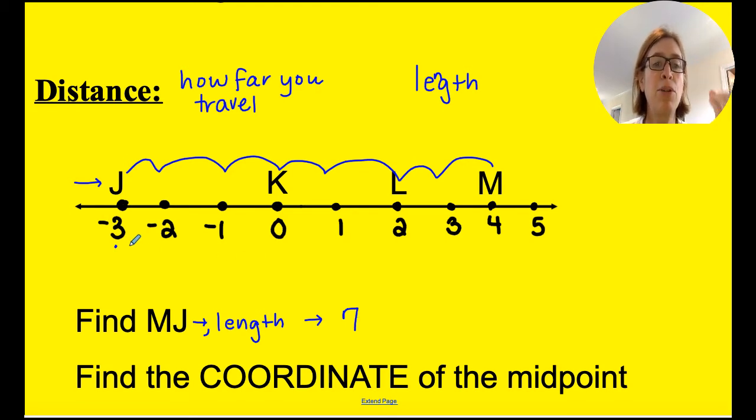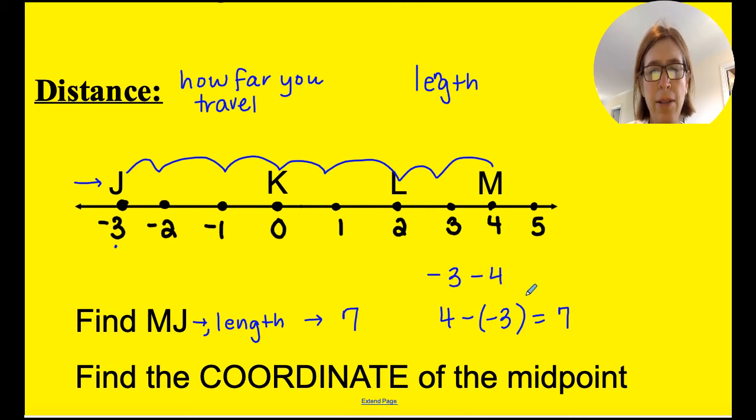But let's think about those numbers. You were at J of -3 and you were at M of 4. So if you subtract the endpoints, 4 minus -3, you're going to get 7. What happens if you do it the other way, -3 minus 4? Then you're going to get -7, and length can't be negative. So you'd have to take the absolute value of that number, because absolute value is distance on a number line, and distance on a number line always has to be positive. So you could do it either way.